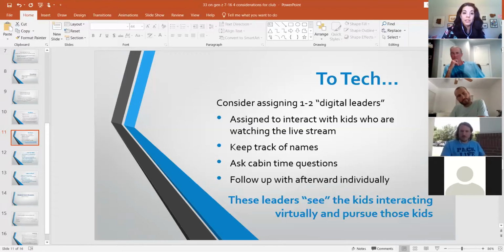So instead of a passive, I'm going to maybe walk on the live stream, we're actually using that as a vehicle to minister to kids and know them individually. So they see kids interacting and they pursue those kids as a part of ministry. So these are just ideas of how people have leaned into technology, where we are leaning into technology, and there's just a couple examples.